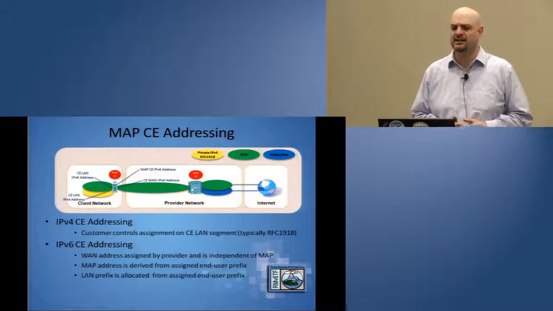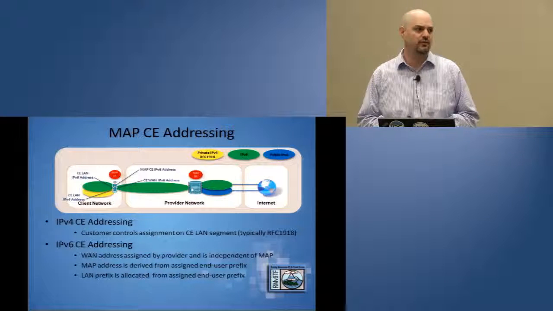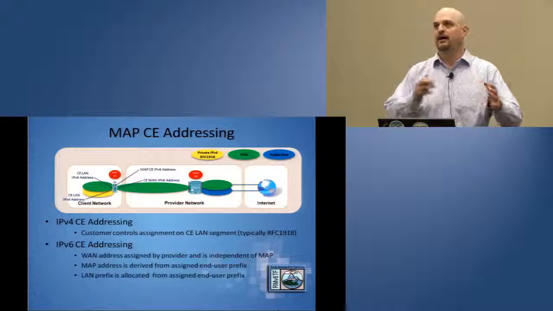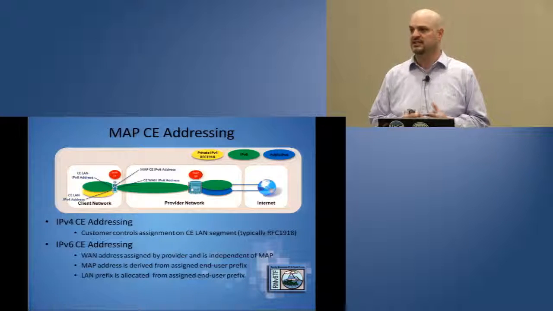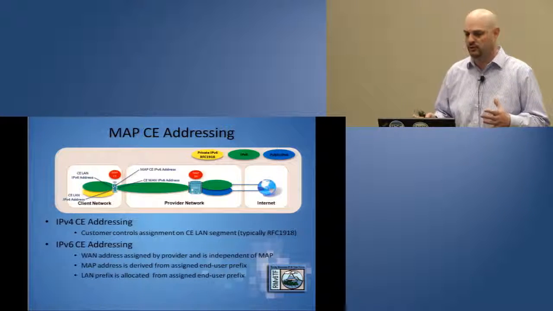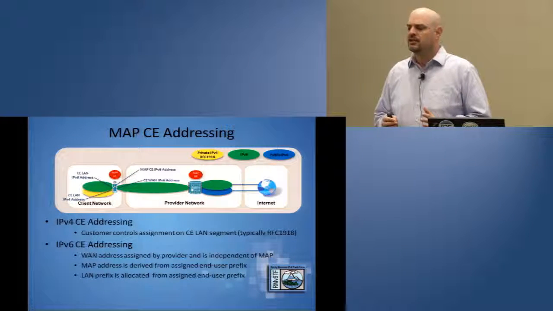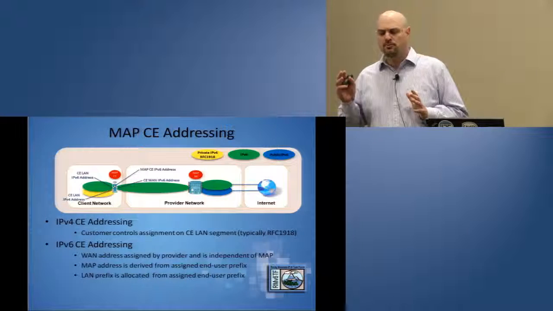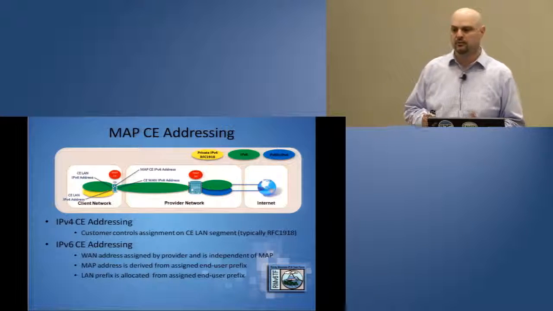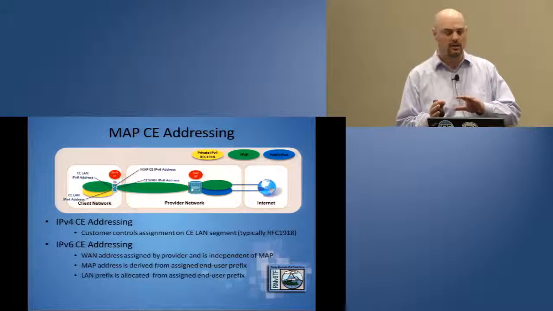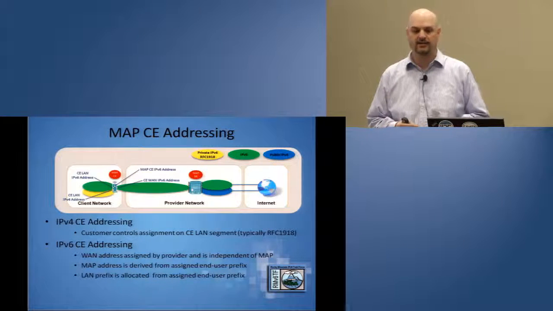I put in this slide because there's a lot of confusion, especially for people that are first broaching the subject, about how all the addresses fit in, especially from the CE standpoint, and what addressing you can use. So I put in this slide. When you provision a MAP CE, you're going to give it a prefix for allocation on the LAN side.